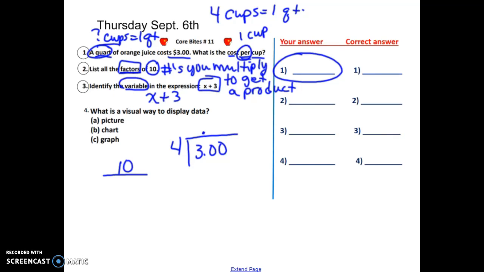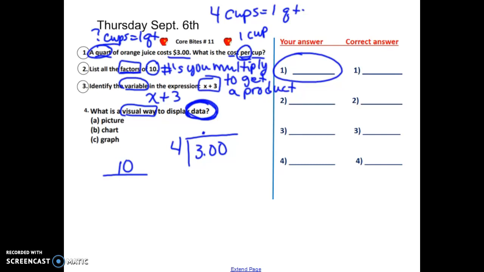Number 4, what is a visual way to display data? Think about if you've ever been in a survey of like your favorite movie or favorite hobby. What is a visual way to display that? A picture, a chart, or a graph? What is the best visual way? Pause your video and answer number 4.